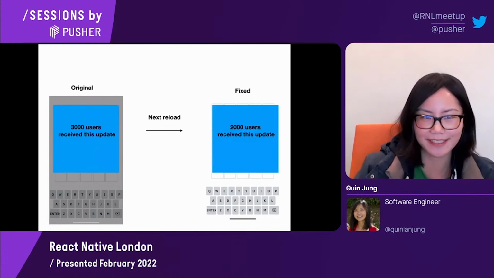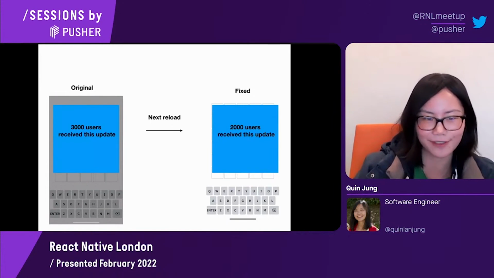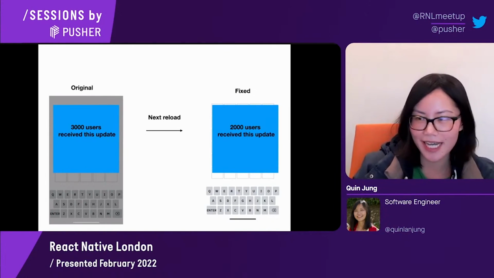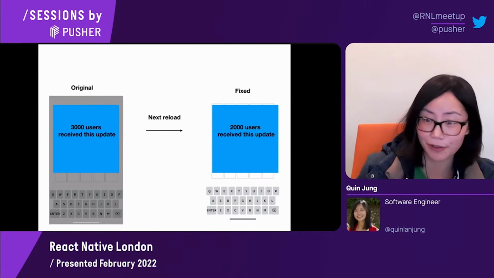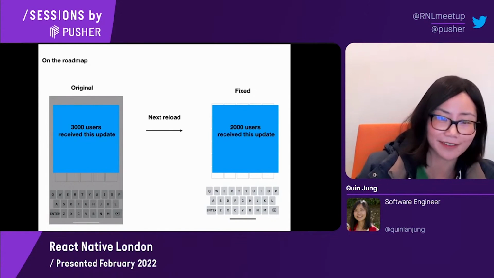It'd be really nice to know how many people downloaded your original app. So for example, you can see that like 3,000 users have received your update. And it'd be really nice to know how many people actually downloaded your fix. And these metrics are important for making decisions regarding your app going forward. And this feature is on our roadmap also, and is on track to be released later this year.